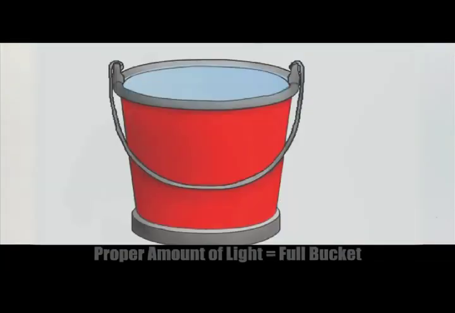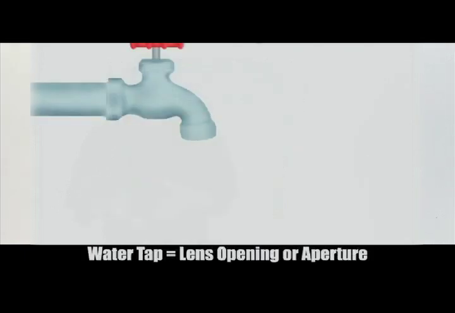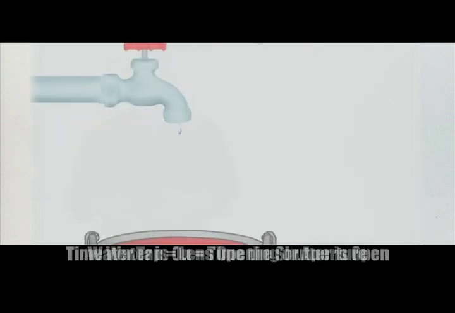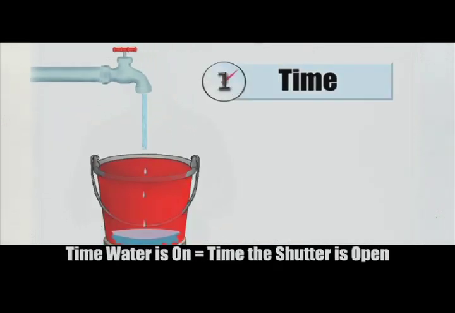Before we discuss the creative modes, let's review the basic theories of exposure by using an analogy. The amount of light needed for proper exposure is like a full bucket of water. The water tap used to fill the bucket is like the aperture or opening on your lens. The length of the camera's shutter speed is similar to the amount of time you'll have to leave the water tap turned on to fill the bucket.